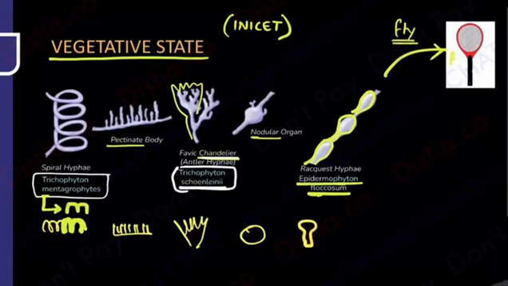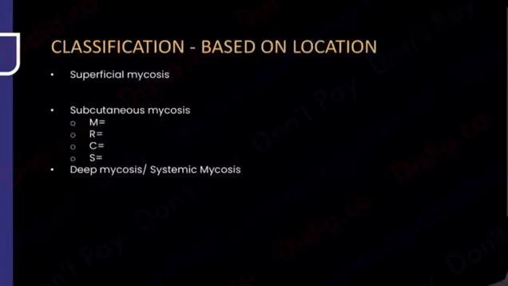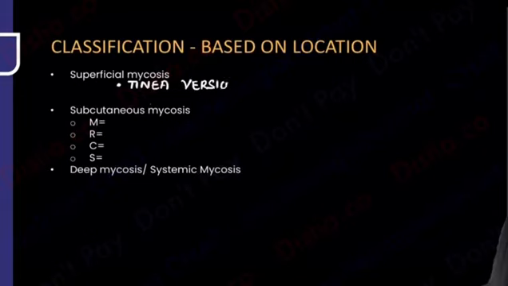Let's move on to the next classification that we have, and that is based on the location, the real one that is going to help us in clinical diagnosis. So the first one is going to be involving the superficial mycosis, the superficial layer. What is going to happen under it? There is something known as tinea versicolor, which we'll be talking about, along with a lot of other tineas. So all the other tineas are going to come under dermatophytes. So we have tinea versicolor and we have dermatophytes. These are going to be superficial.